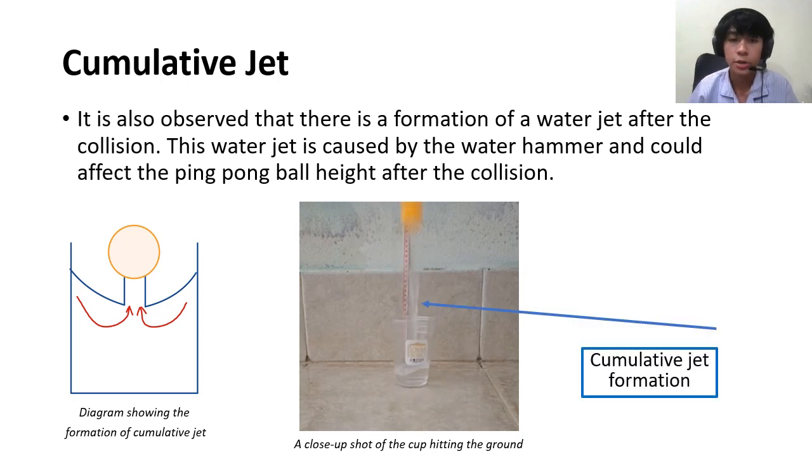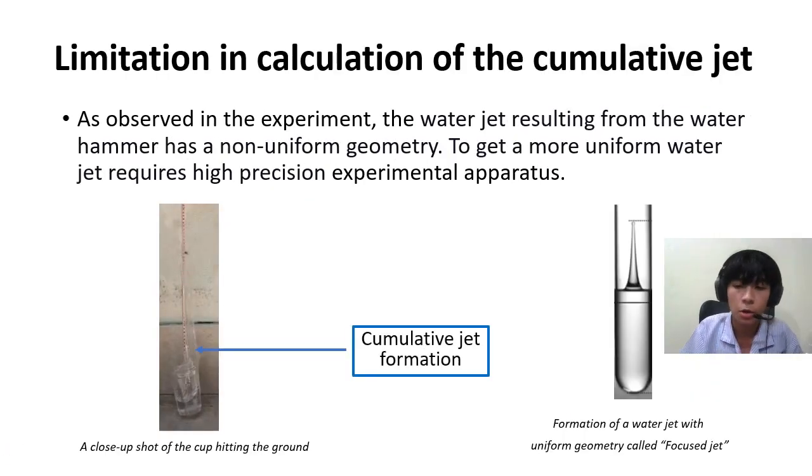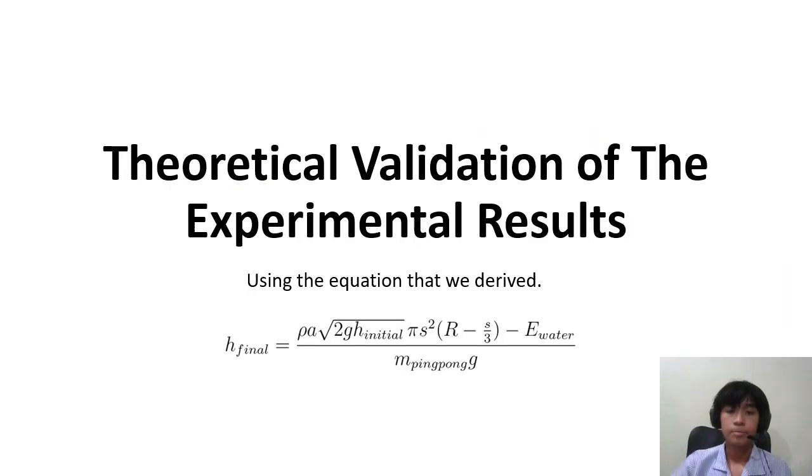Next up, we also observe that there is a formation of a water jet after the collision. This water jet is caused by the water hammer. As seen from the video, our cumulative jet has a non-uniform geometry, so we cannot find the exact radius of the jet, and the calculation for that is very complex. So let's validate our experimental results.